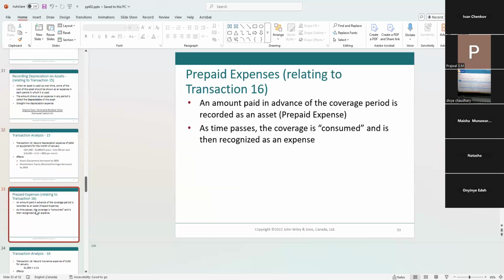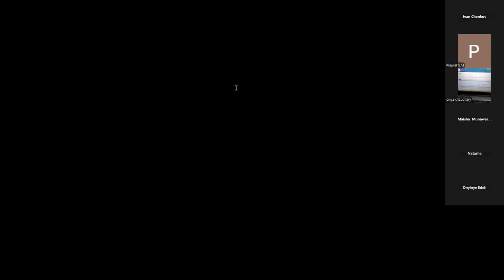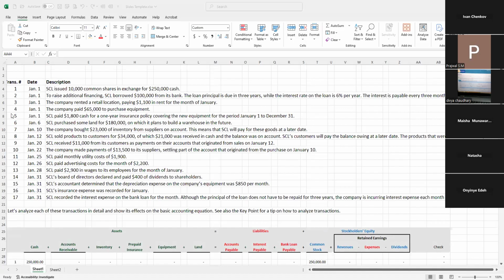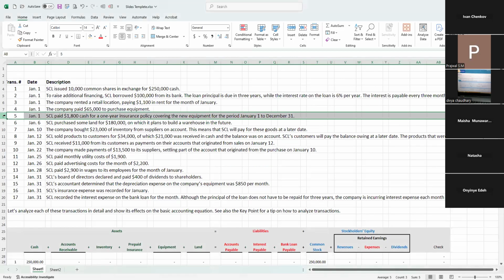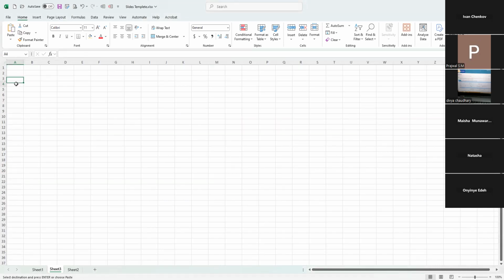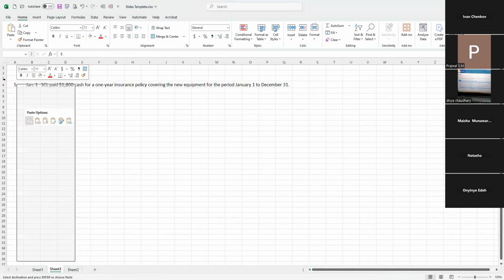Let's go to the next one then. Do you remember we did the prepaid expense? We paid for the insurance. And what did we say when we did that insurance? We'll consume it after the year, at the end of the month after we use it. So let's go now with that insurance. That was transaction number 5. Let's copy it, open a new worksheet and post it here.